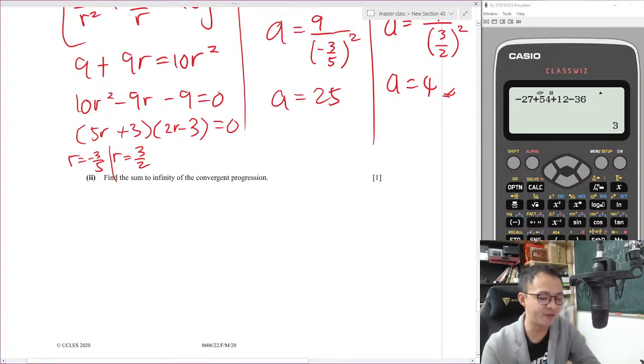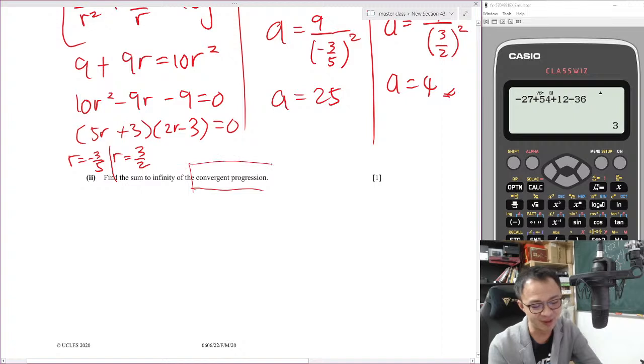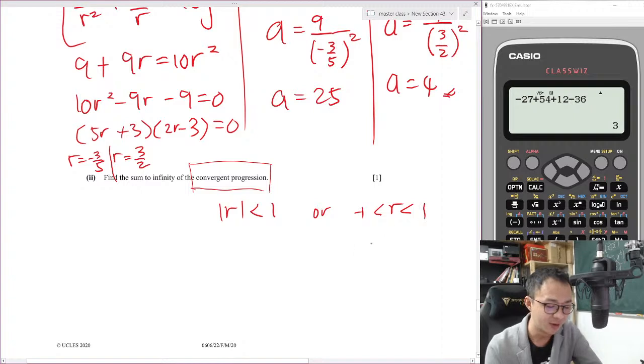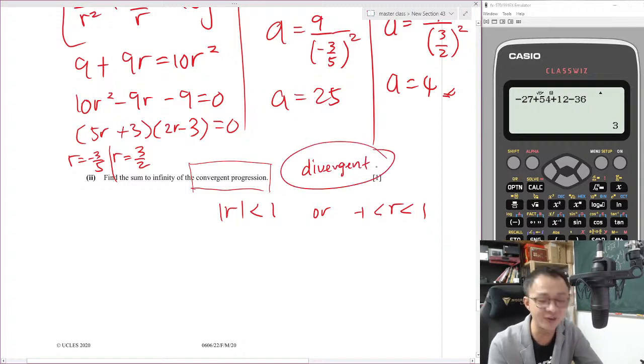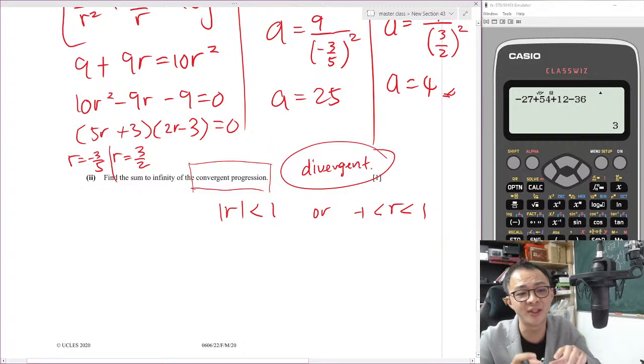Alright, then find the sum to infinity of the convergent progression. Okay, this is a keyword. It's an important keyword in progression. So this might be in your textbook. Basically, when I say convergent, your modulus of r must be less than 1, or your r value must be between -1 and 1. Okay, if your r value is not in this range, it is called divergent. When you have divergent, the sum to infinity is not possible because you will get an infinity value.